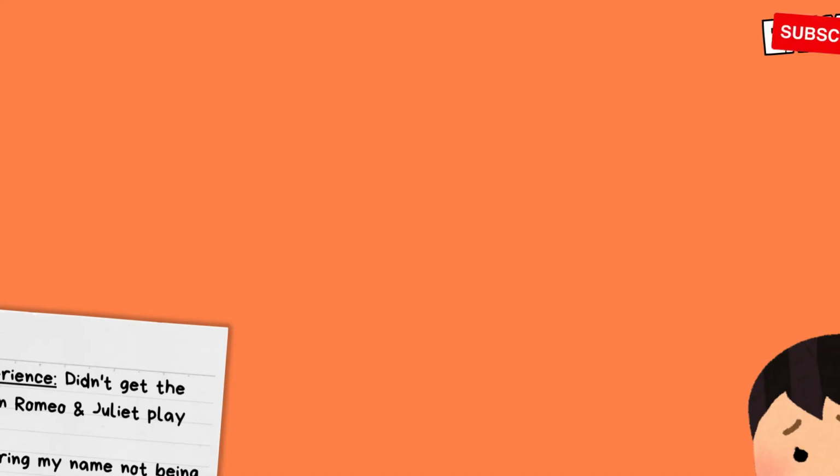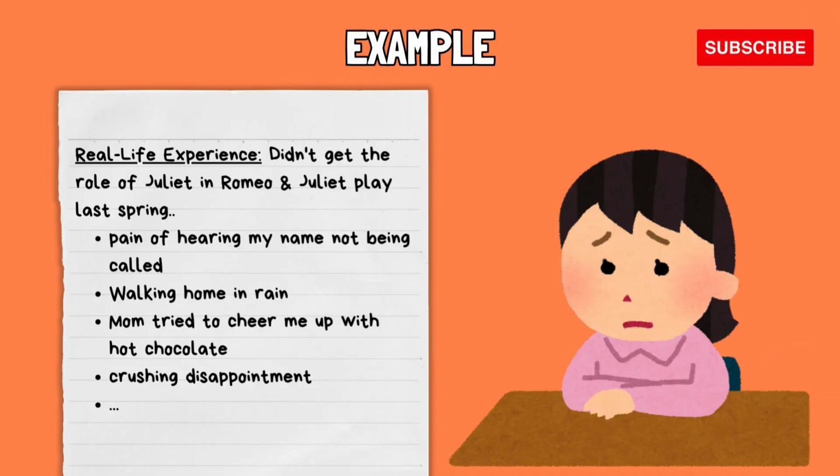For example, Emily writes about the time she was rejected from the school play. The sting of hearing her name not called, the walk home in the rain, the way her mom tried to comfort her with hot chocolate. These real emotions become the foundation for a story about resilience and finding your voice in unexpected places.